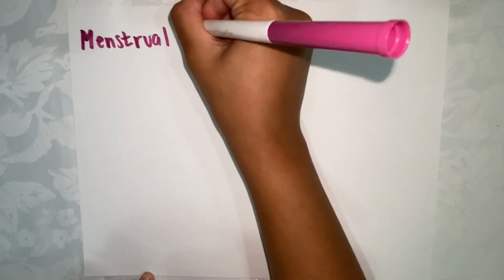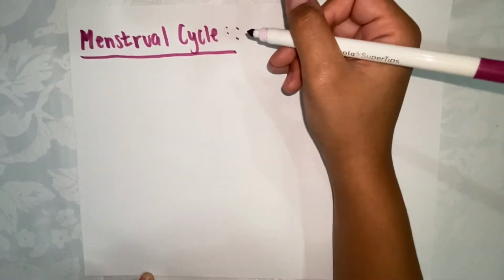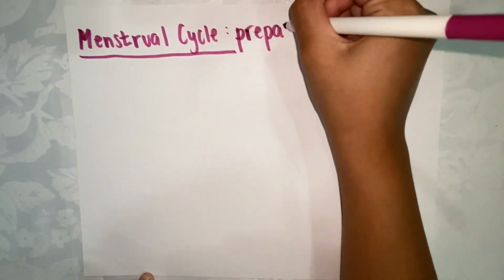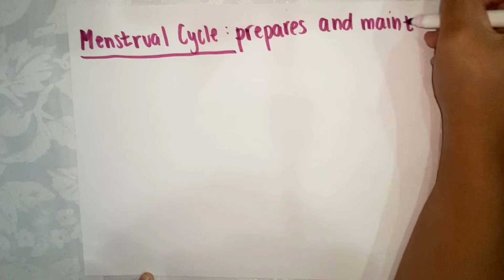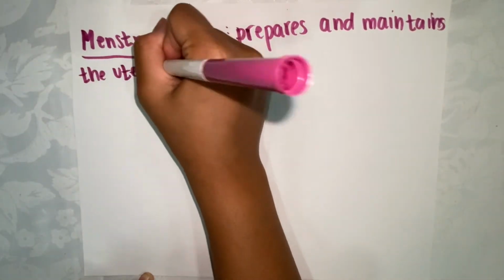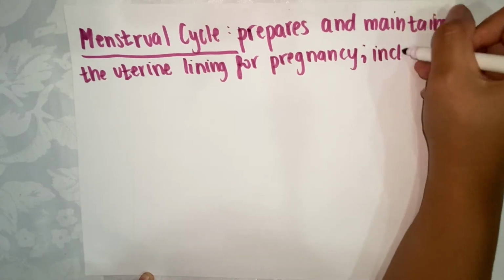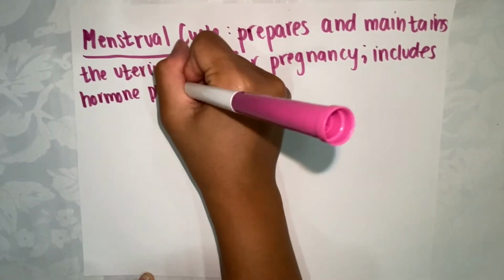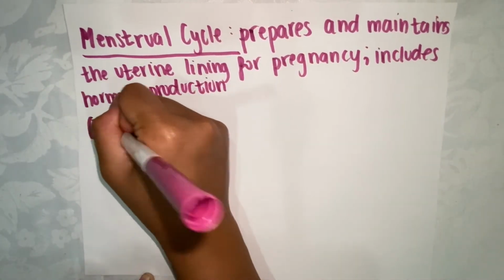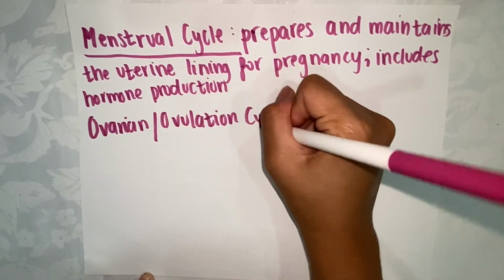So one of the two cycles that occurs in the female reproductive system is called the menstrual cycle, and this is how the body prepares and maintains the uterine lining for pregnancy. Hormone production also occurs during this time, so the two sex hormones of the female body are progesterone and estrogen. This is how it fluctuates and decreases during the cycle.